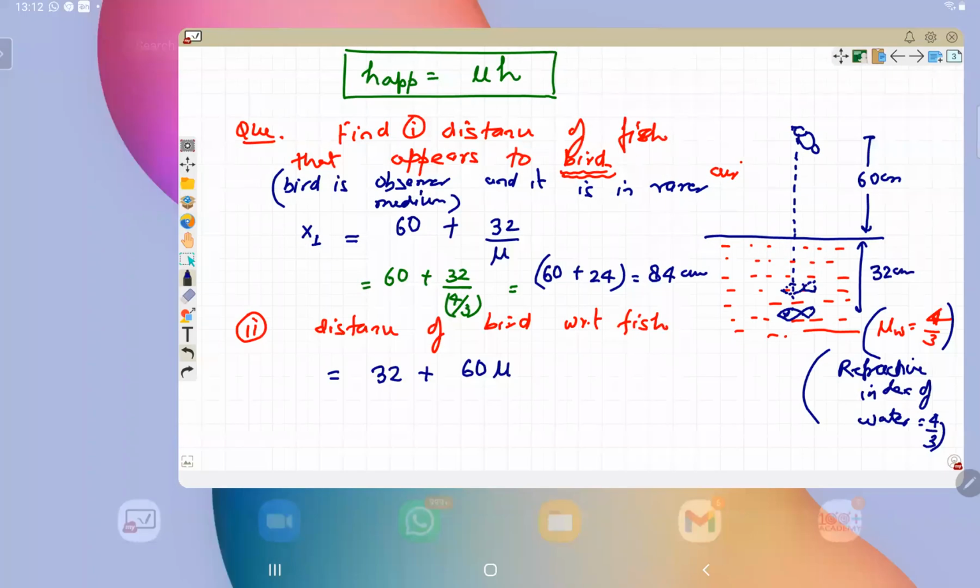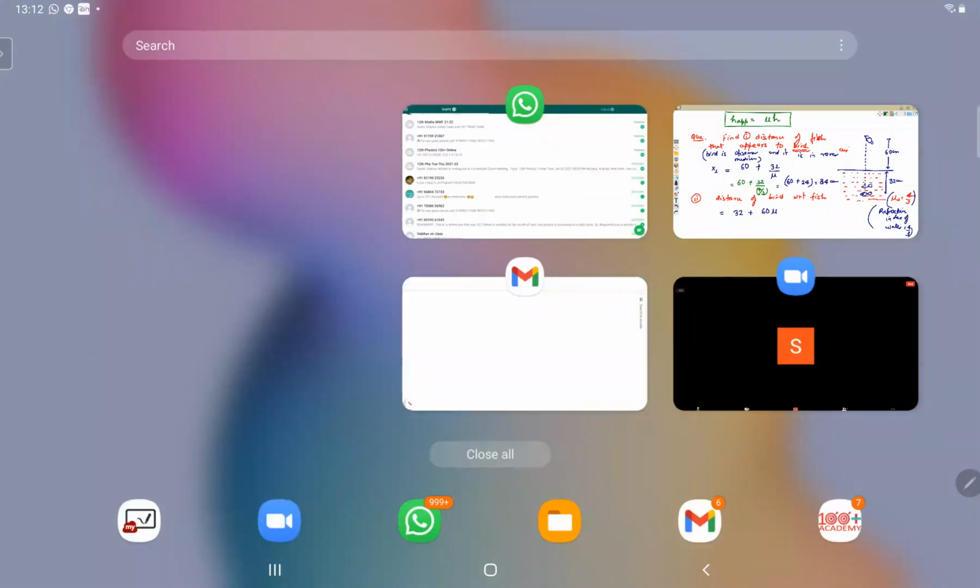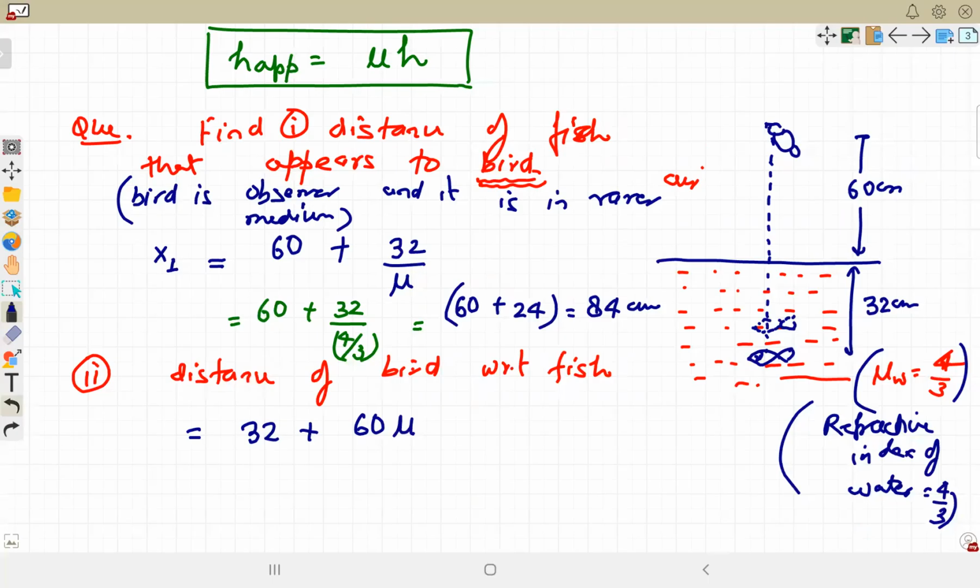Yes, Kabir, what's the answer for the second part? What is the distance of the bird that appears to the fish? Kabir?